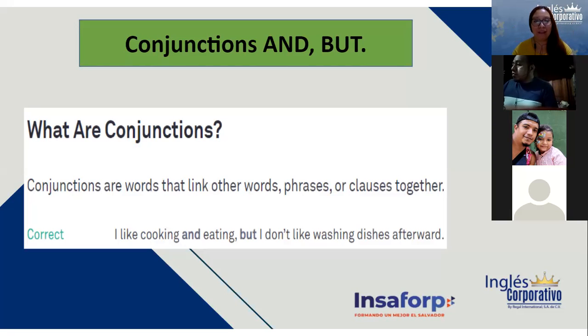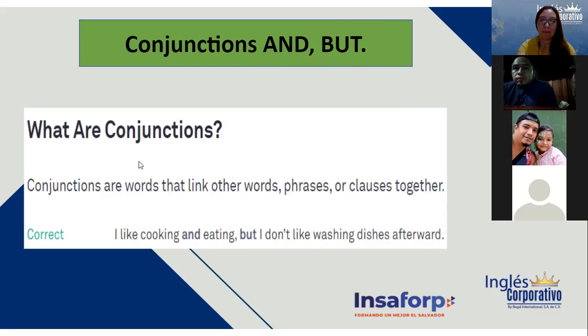La semana pasada veíamos que tenemos dos. And, que quiere decir y, como para agregarle algo más, ¿verdad? Y luego tenemos but, suena como a, but, que es pero, ¿ok? Las dos me sirven para enlazar una oración con otra y seguir una idea o contrastar una idea.